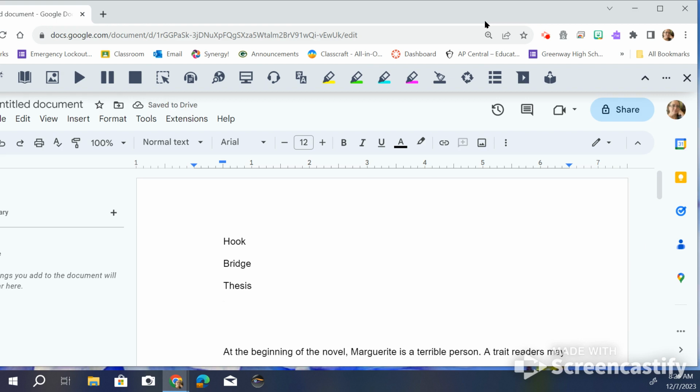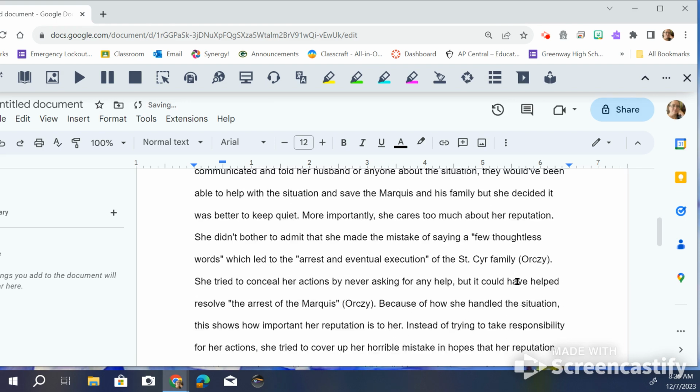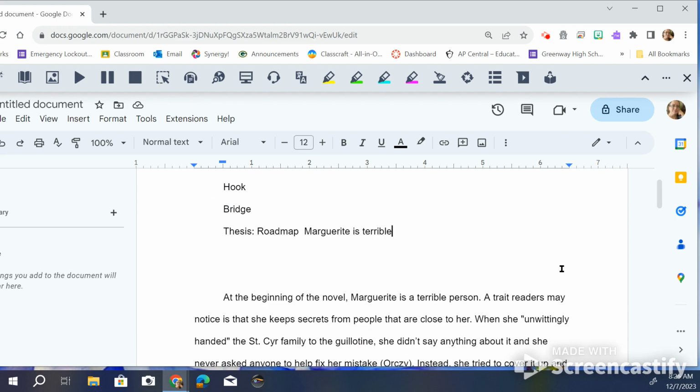The thesis is going to be the easiest part. The thesis is going to be your roadmap. And that means you need to tell me what body paragraphs you're going to cover and what order you're going to cover them in. What is my first body paragraph going to be? Marguerite is terrible. What is my second body paragraph going to be? Marguerite is benevolent.